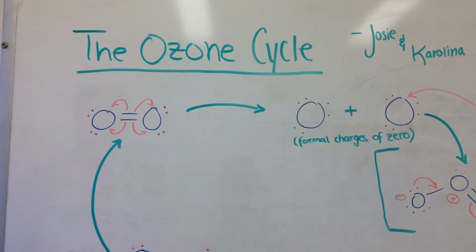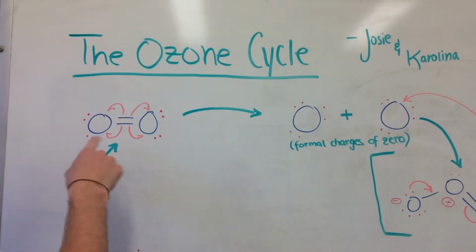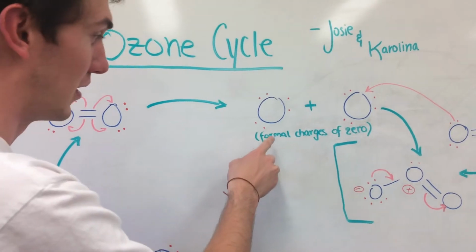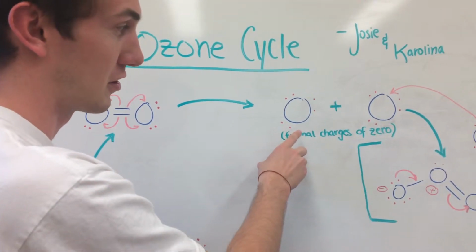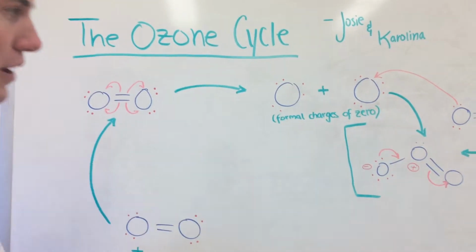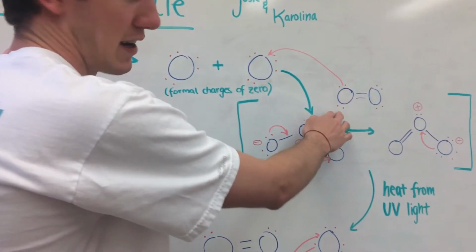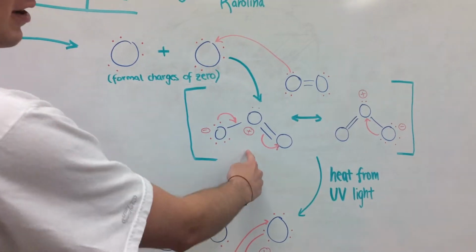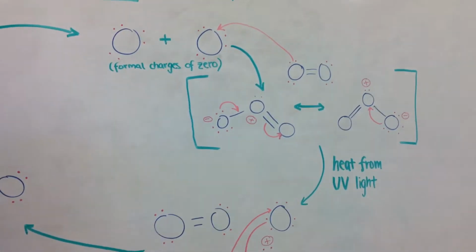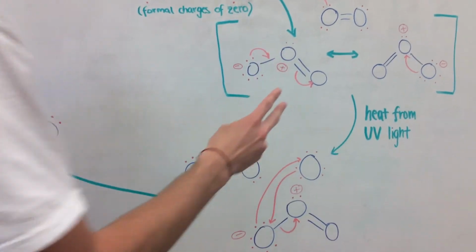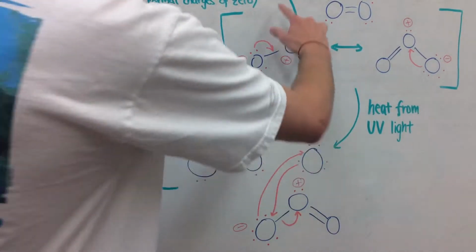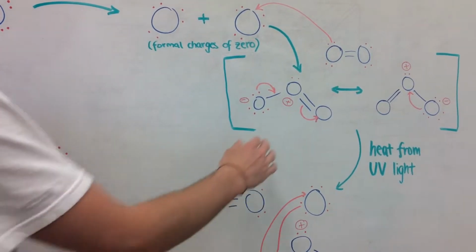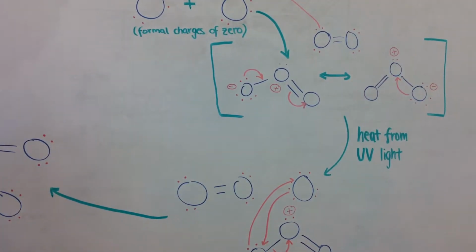UV light from the sun splits diatomic oxygen into monatomic oxygen, which is very unstable, but it has zero formal charge. And then what happens is diatomic oxygen reacts with monatomic oxygen to form ozone. And now ozone has two resonance structures which make it more stable than these two independent molecules. And here are the two resonance structures.